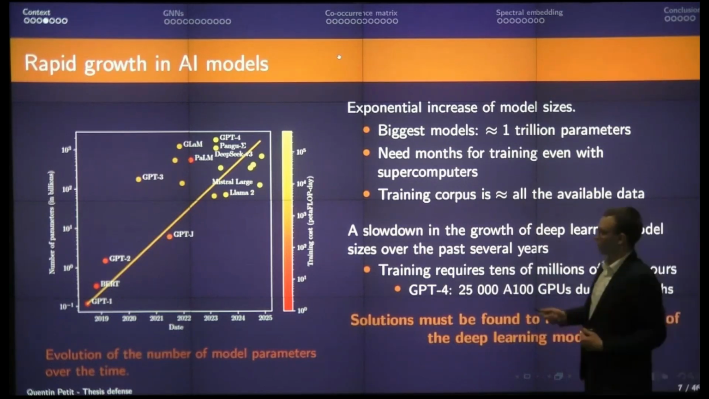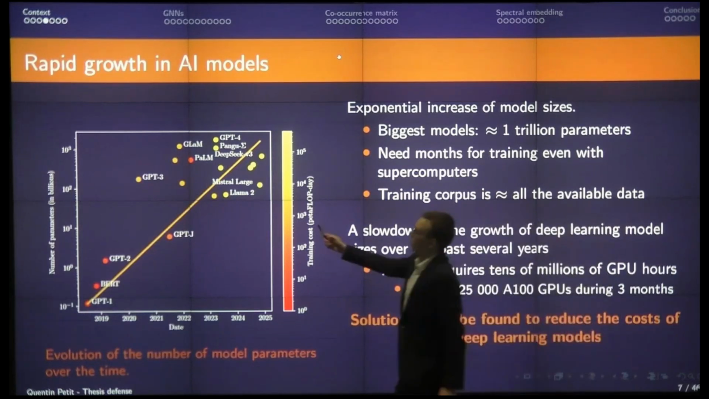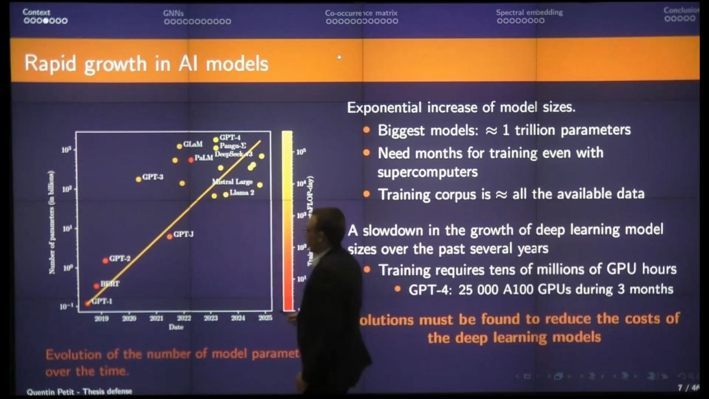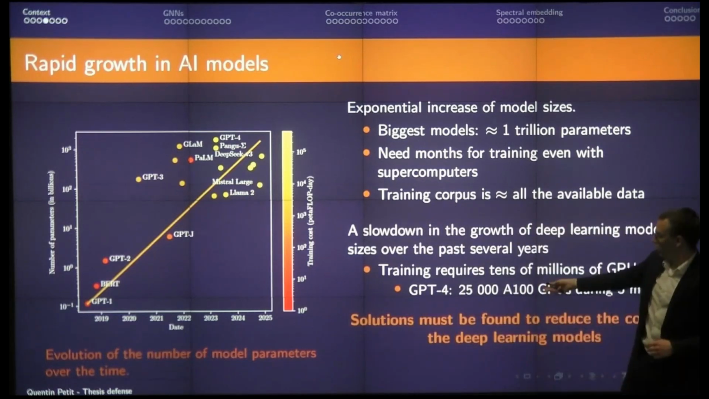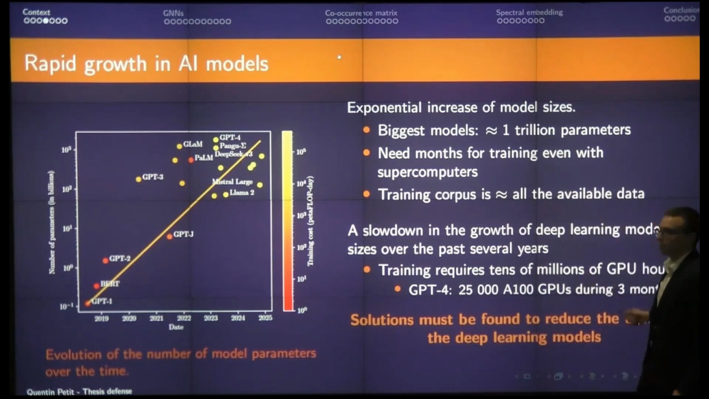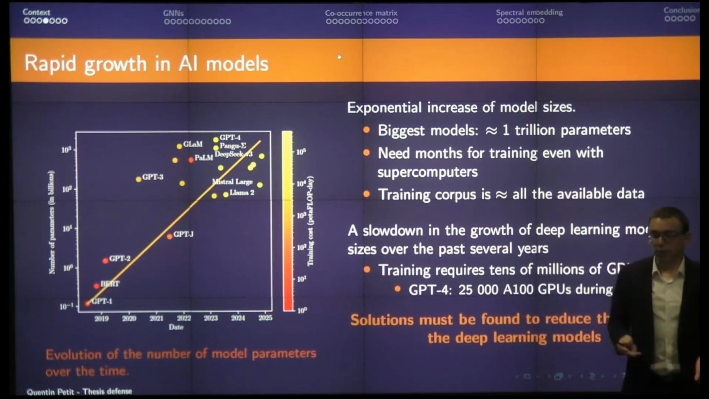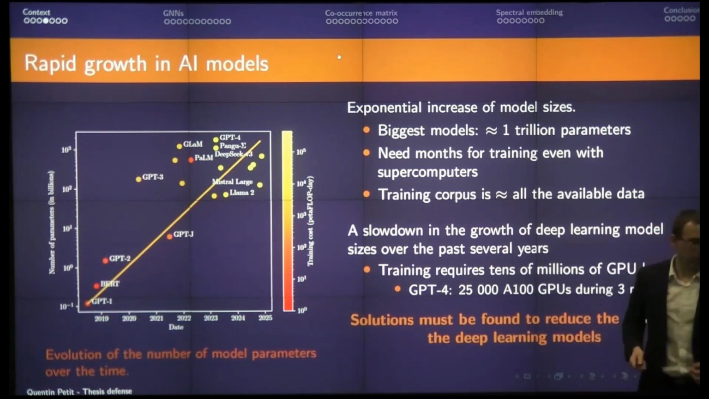And so, for example, to be able to train the GPT-4 model, the largest one, we require more than 25,000 GPUs during more than 3 months to be able to train this model. So a solution must be found to reduce the execution time and the training cost associated with these deep learning models.